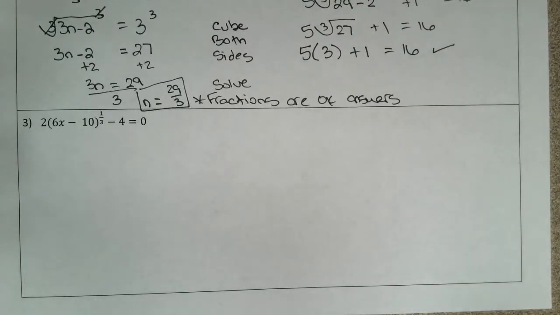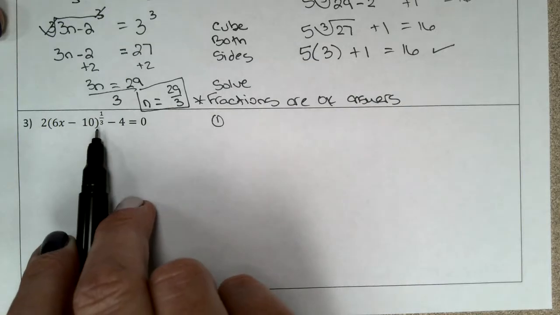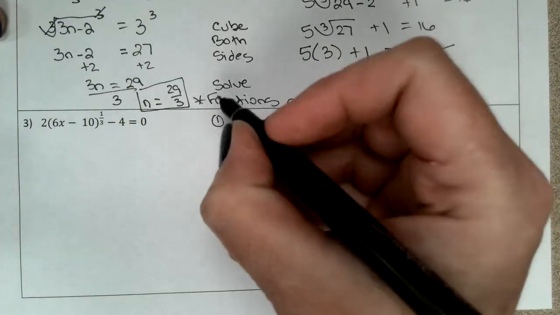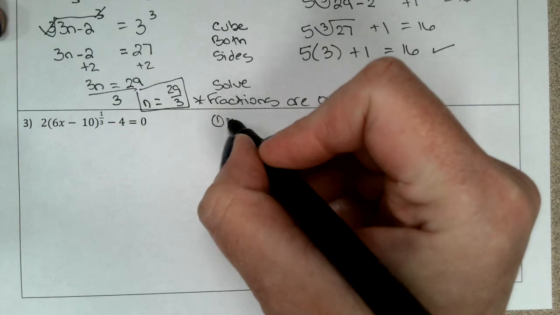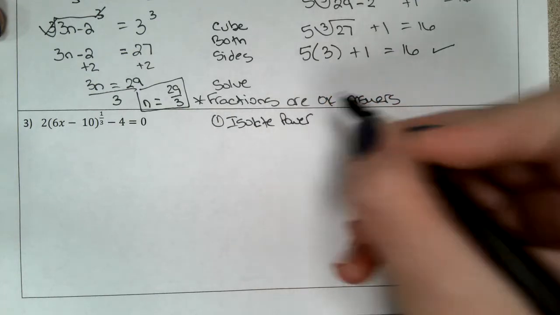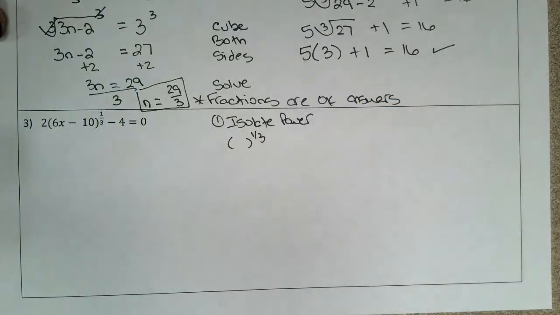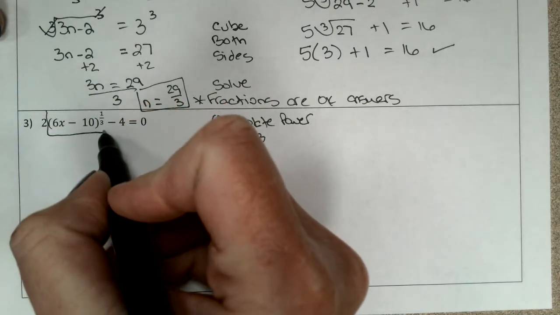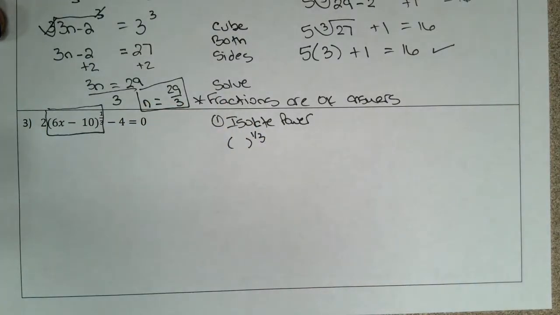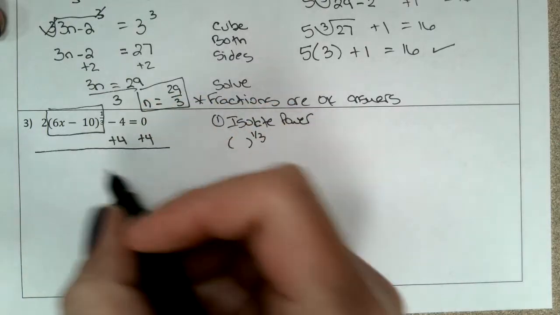Number 3, I have done this one 2 different ways over the years. I'm going to show you how to leave it with an exponent. So this is a power. So we're going to isolate the power here. So it's the stuff to the 1/3. So we need to end up getting this portion on one side of the equation all by itself. We're going to have to add 4 to both sides first.